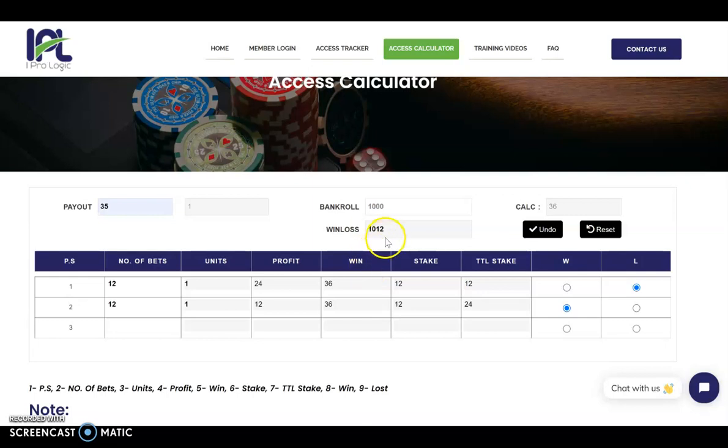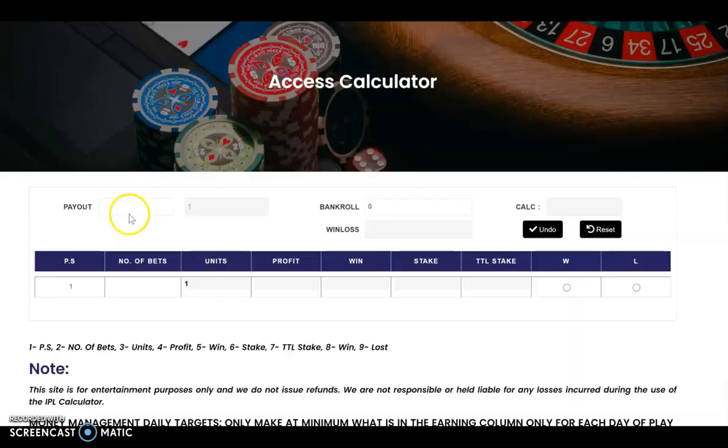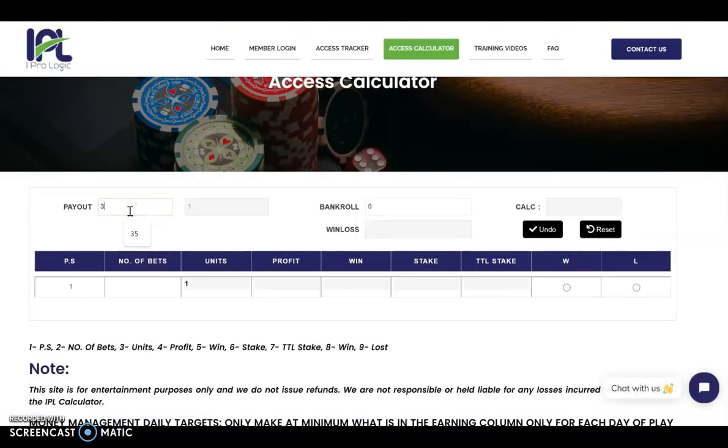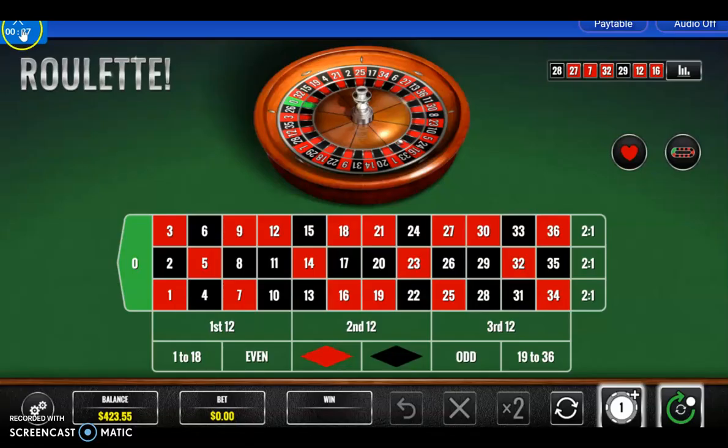Now, by the way, when you do have a win, it's going to show up here in the win column. You are going to hit reset, okay? When you come back to play, you'll put the amount, like 35 to 1. Then you'll put your new bankroll and go on. If you have a loss, you click L. But if you have a win, you must put the win. You must reset it if you're going to be playing again, okay? So let's jump to a casino. I'm going to use real money, and let's go for it.